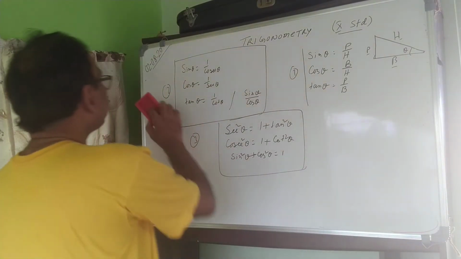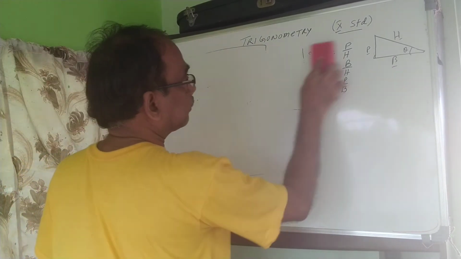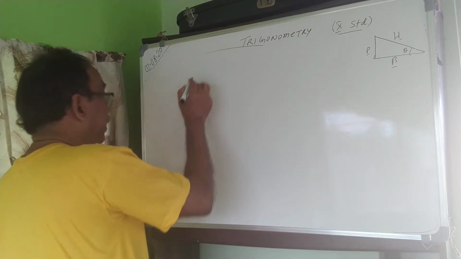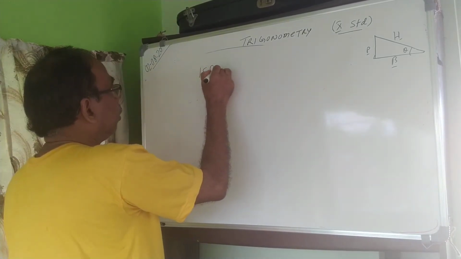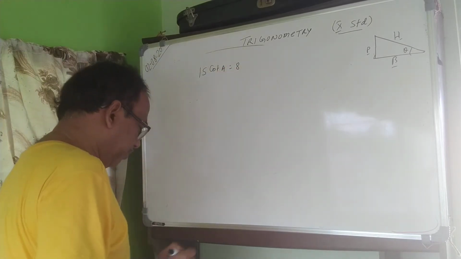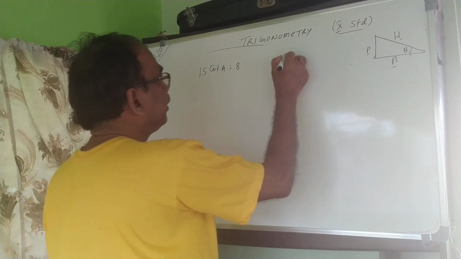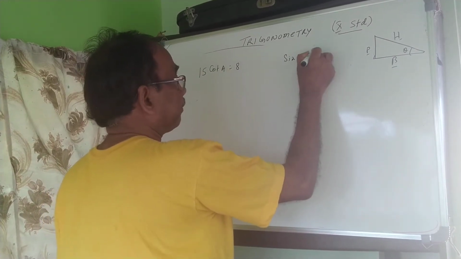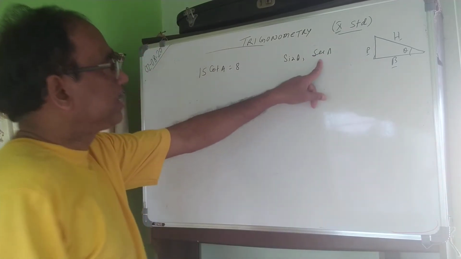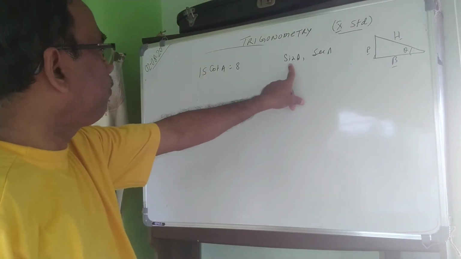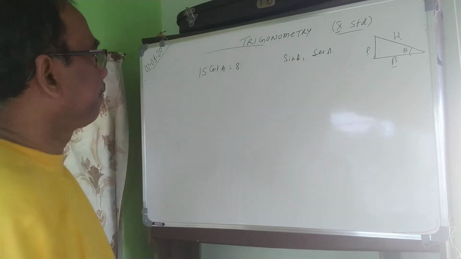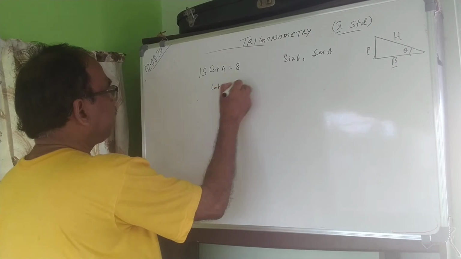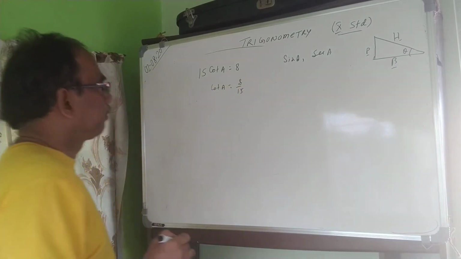Sum number 1. 15 cot A equals 8. It is given. You have to find sin A and sec A. You know sec A is 1 by cos A. First of all, you have to find sin A and sec A. So here cot A equals 8 by 15.